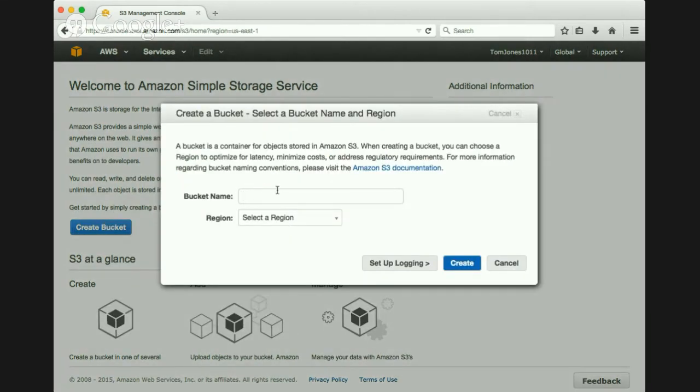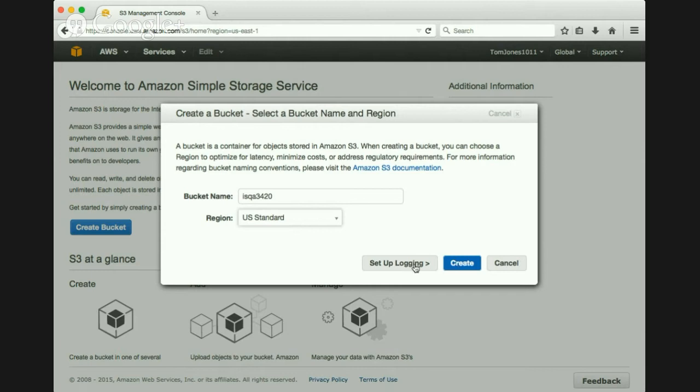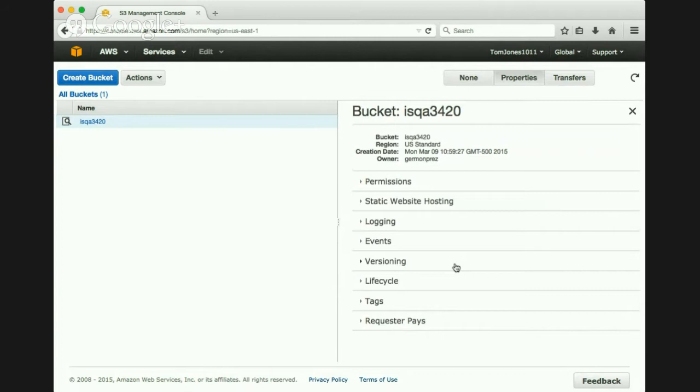So I'm going to create a bucket here. The bucket's going to be ISQA3420. A bucket, just think of like an actual physical bucket. That's where I'm going to put data. And then you can see that I have to select a region. You can see all of the regions. I'm just going to go with US standard. I don't care about logging right now, so I'm just going to create this bucket. All right, so I have a bucket that I've created where I can put information, where I can upload documents, where I can store data that comes from applications that I create.